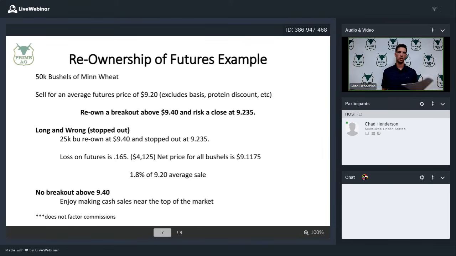So again, you're risking about 1.8% of your average sale. You have to decide if that's good enough for you or not to be on board. I personally think it's worth the risk as we go through this example.